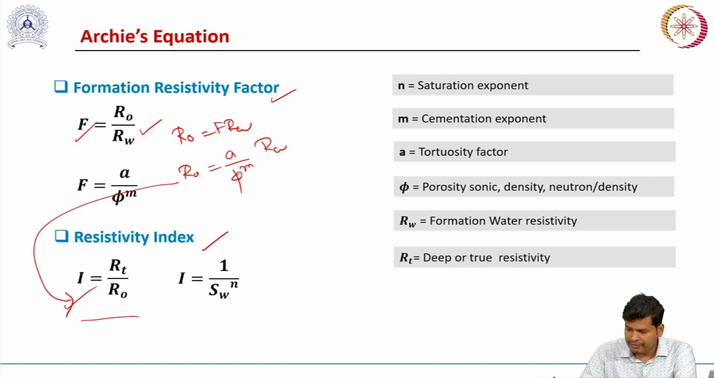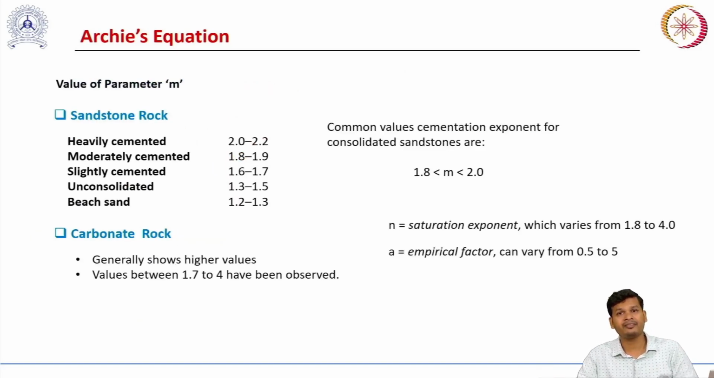Now, what is the value of a, m, and n? It depends upon what type of rock it is and the degree of cementation. For example, start with the parameter m. The m value could range anywhere between, let's say, 1.5 to 4 or slightly higher also. For sandstone rock, it could be different. For carbonate rock, it could be different.